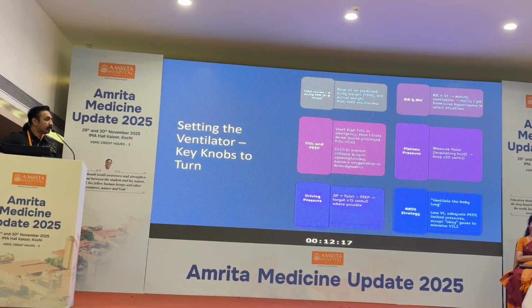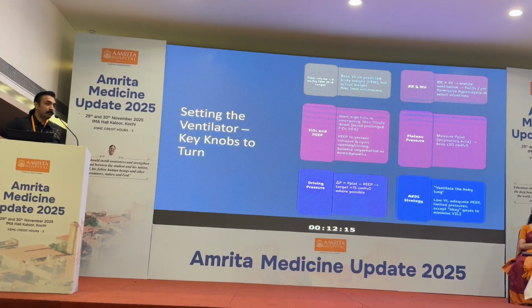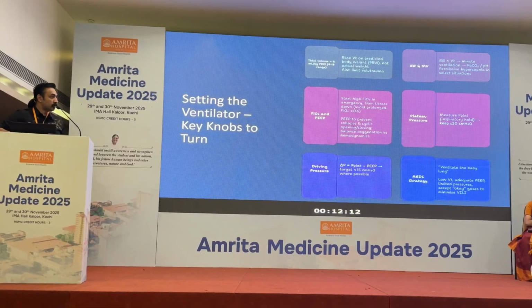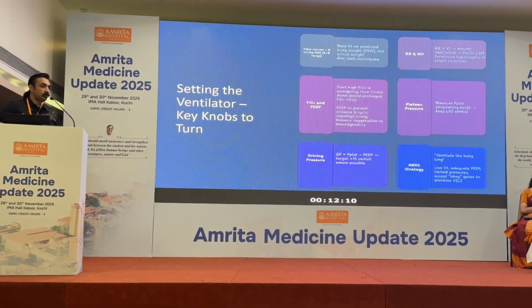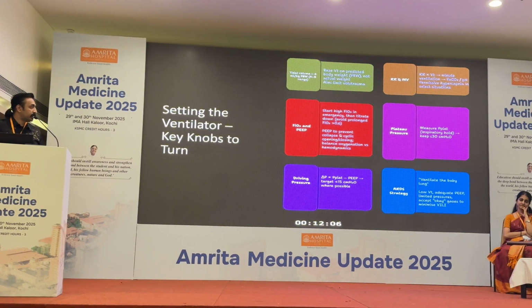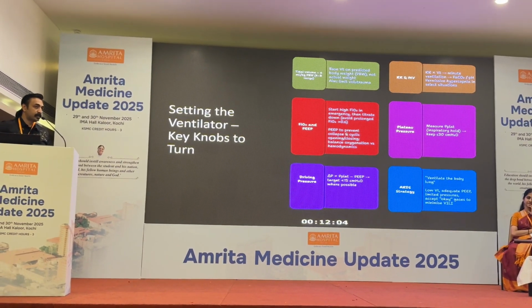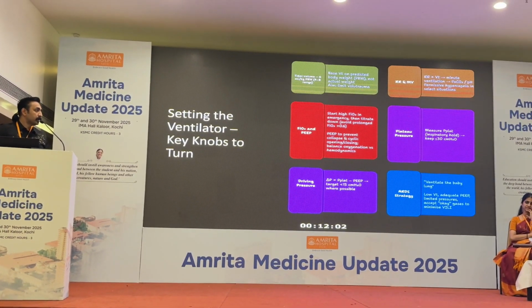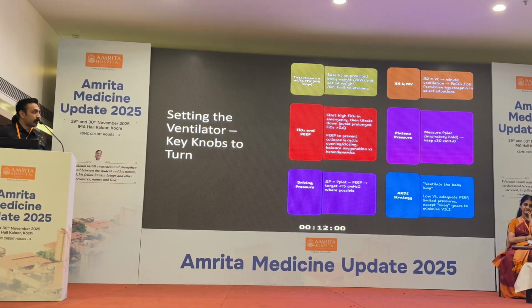Okay. So we have a target of plateau pressure to keep it below 30, and you also have to look after the driving pressures. Okay, driving pressure is nothing but your plateau pressure minus the PEEP, where we keep the target less than 15. Okay, and the ARDS strategy also all of you will be aware of.